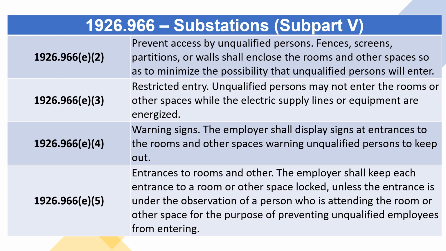1926.966(e)(5) Entrances to rooms and other spaces. The employer shall keep each entrance to a room or other space locked, unless the entrance is under the observation of a person who is attending the room or other space for the purpose of preventing unqualified employees from entering.